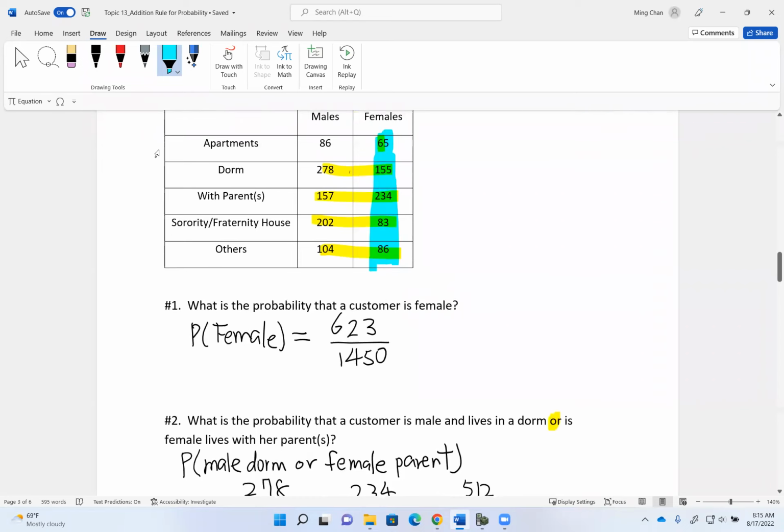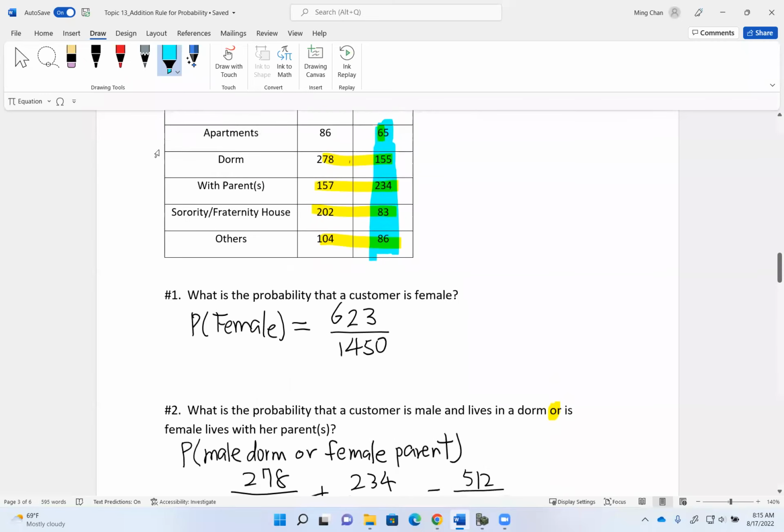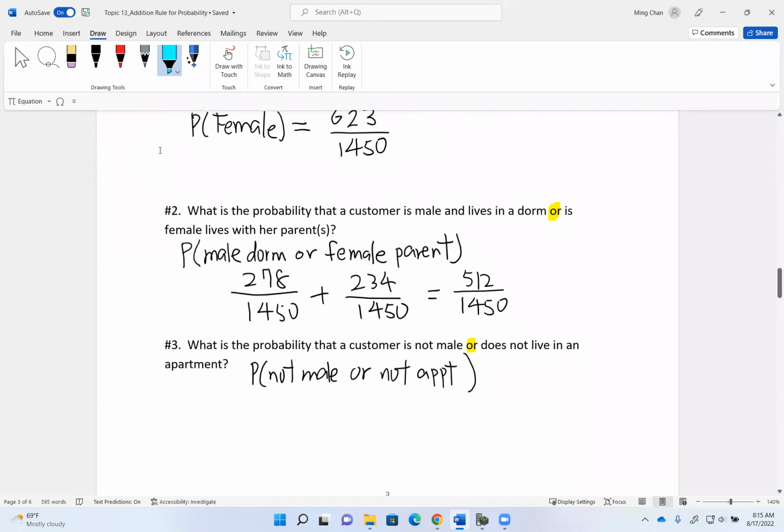So instead of doing so much adding and subtracting, I know that I need to add up all the ones that are not living in apartment. So that's up and down. The up and down, we know, is 623 is the non-male. Total possible outcome is 1450.